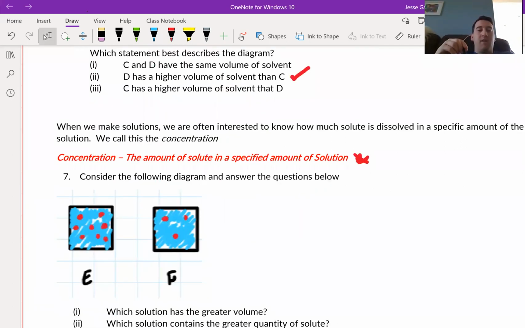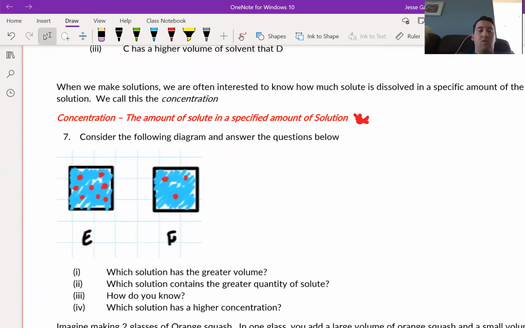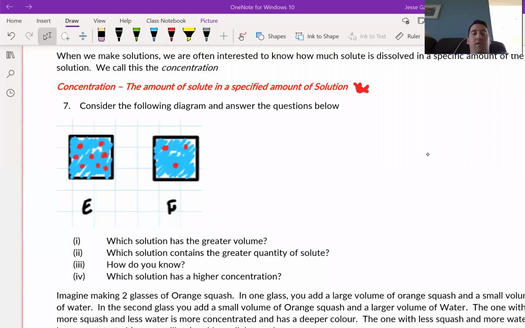Consider the following diagram and answer the question. So have a study of E and F there, the 2 diagrams. All right, I want you to pause the video now and have a go at those questions. I'm pretty sure those are pretty straightforward for you guys now. We'll go through them in class when we're back.